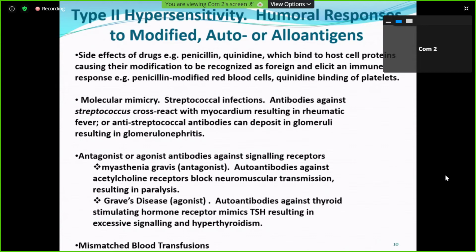The other is Graves' disease, where these antibodies act as agonists, where they bind to the thyroid stimulating hormone receptor within the thyroid, so act like the hormone itself, so they activate these cells.